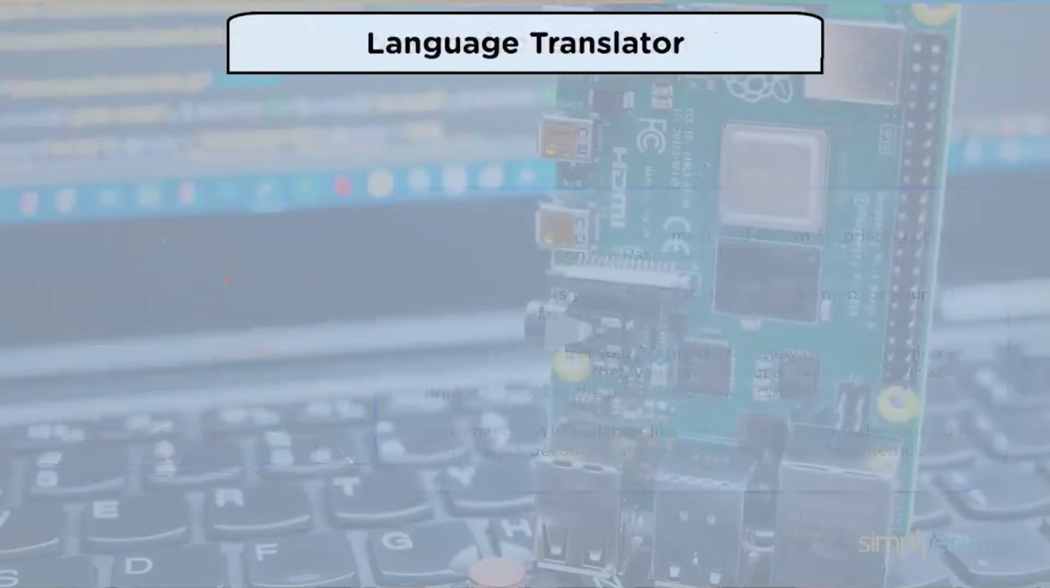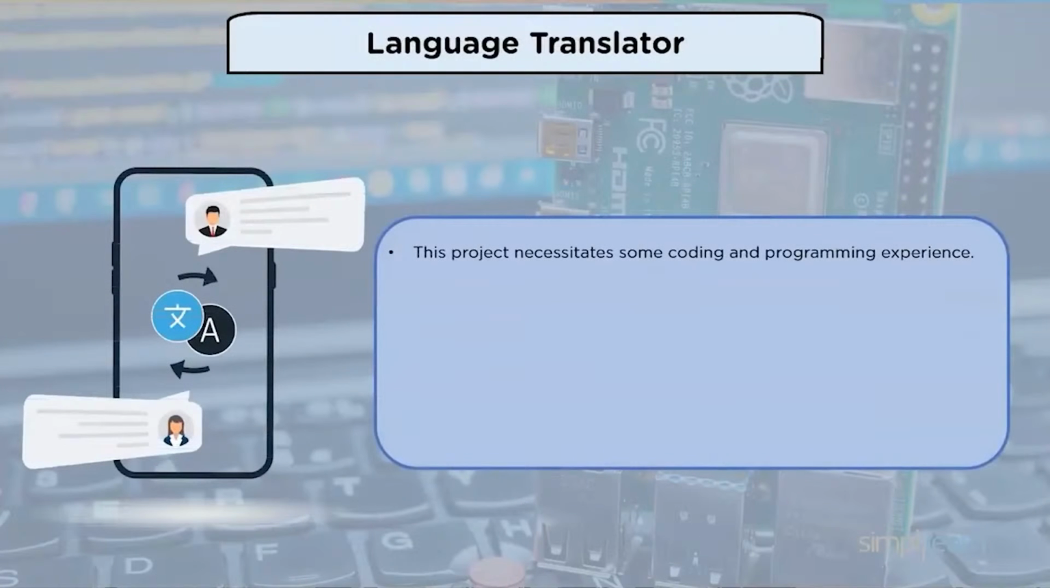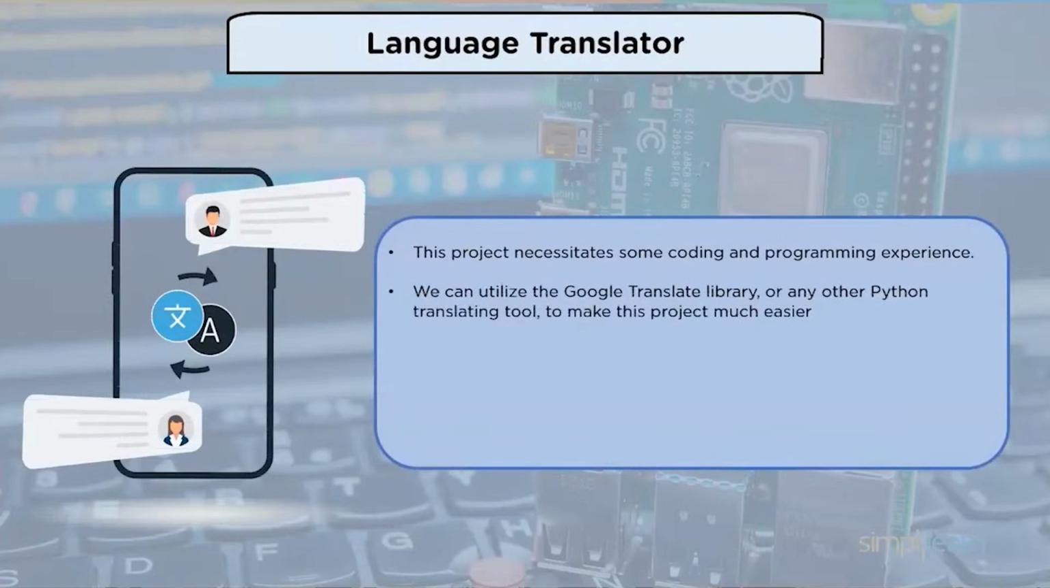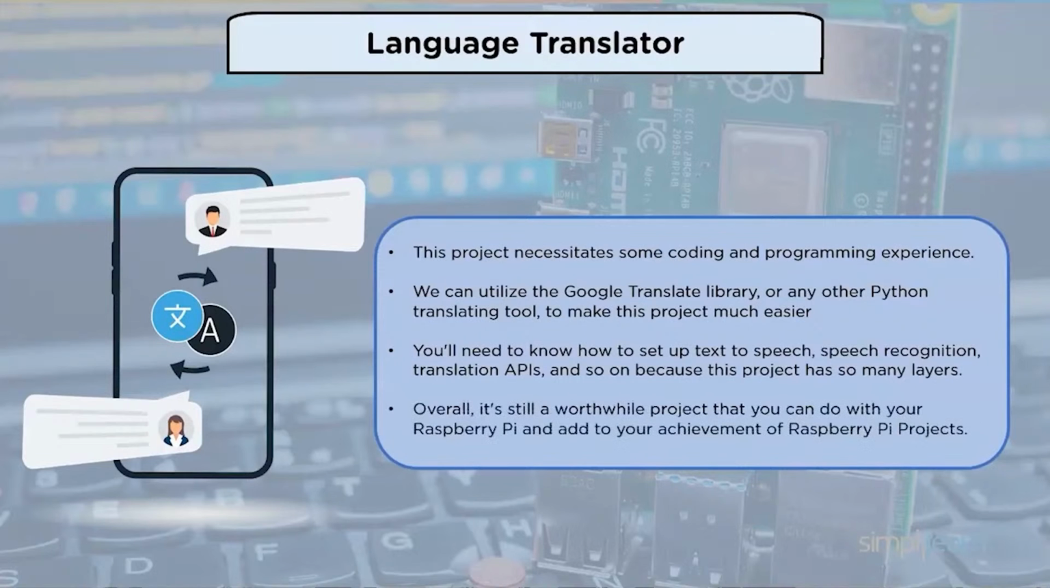Language translator. This project necessitates some coding and programming experience. We can utilize the Google Translate library or any other Python translating tool to make this project much easier. You will need to know how to set up text-to-speech, speech recognition, translation APIs, and so on because this project has many layers. Overall, it's still a worthwhile project that you can do with your Raspberry Pi and add to your achievements of Raspberry Pi projects.